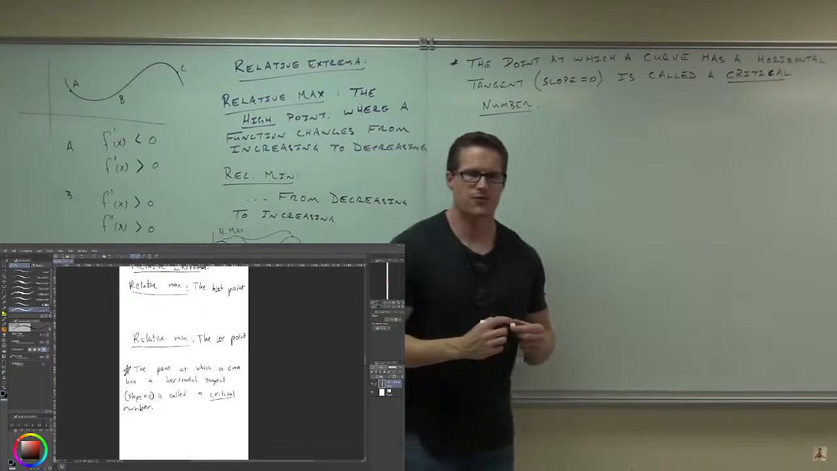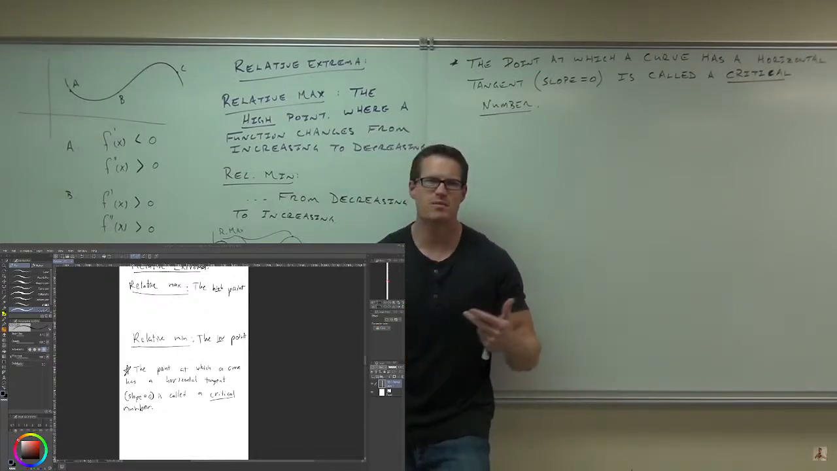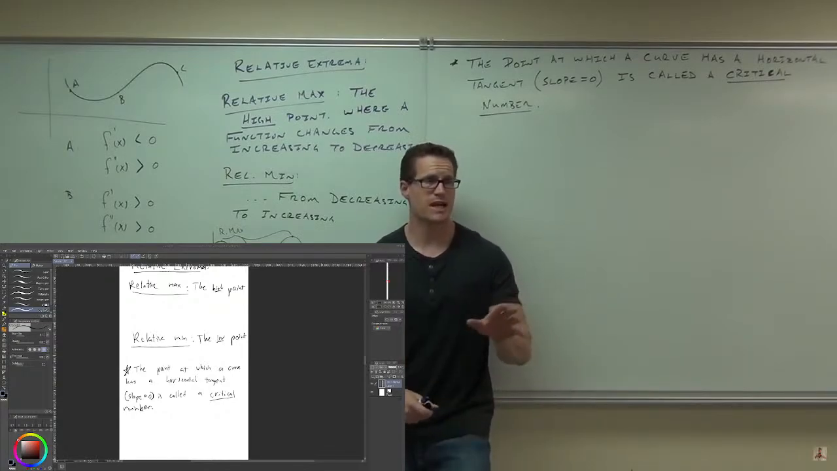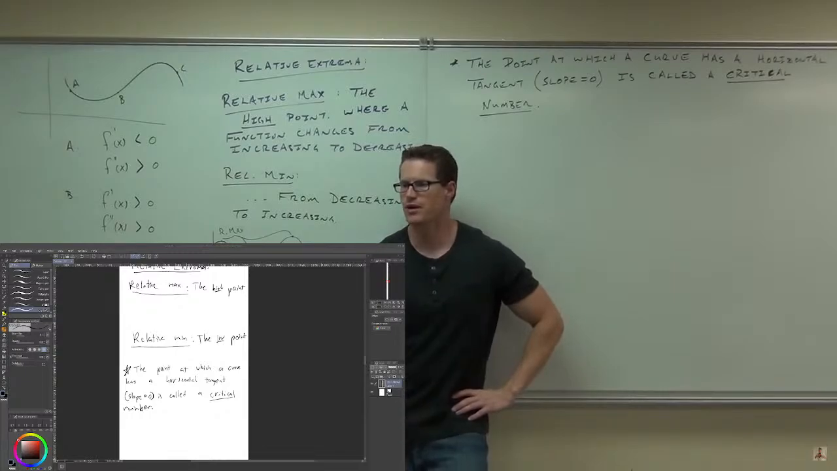So if we're trying to find out where all of our slopes are 0 for a function, can you explain to me maybe the process of doing that? Let's pretend I give you a function and I say, I want you to find the critical numbers. What might you have to do to find the critical numbers? Plug in 0 for the slope.